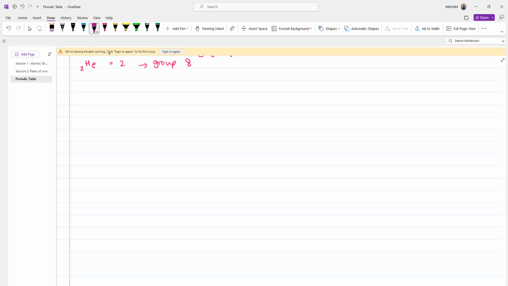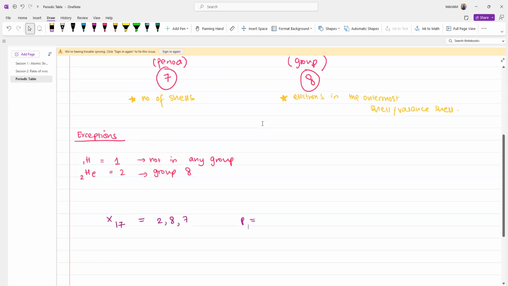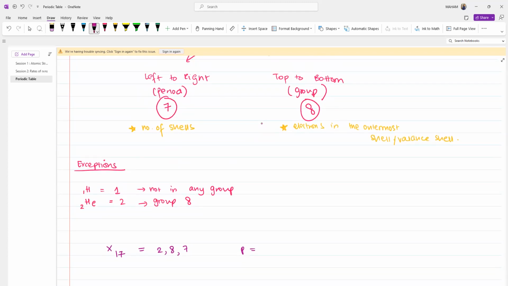So if I have this element X that has a proton number of 17, what is the electronic configuration going to be for this? Okay, so it's going to be 2, 8, and 7. Great, good. That means the period number is going to be, what does the period number tell you? Number of shells, right? So how many shells do you have?